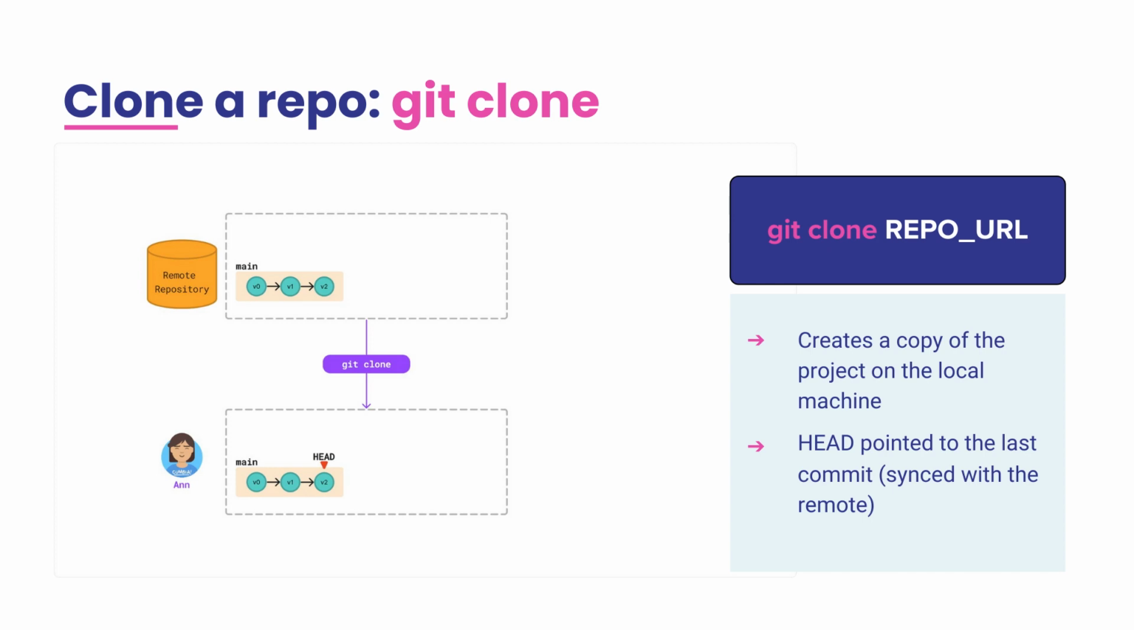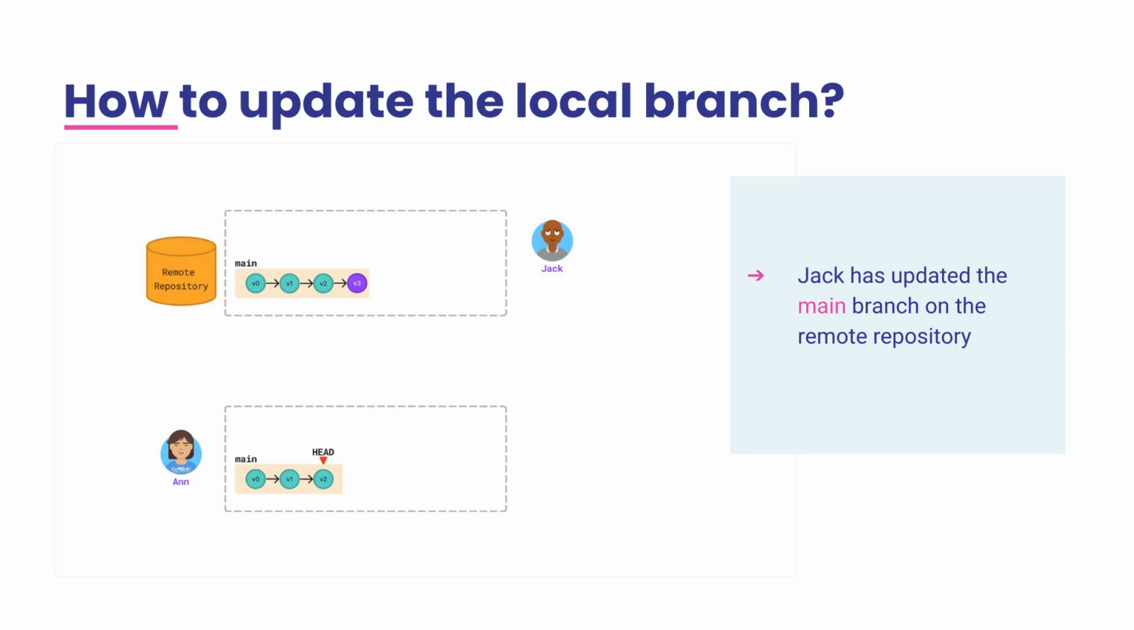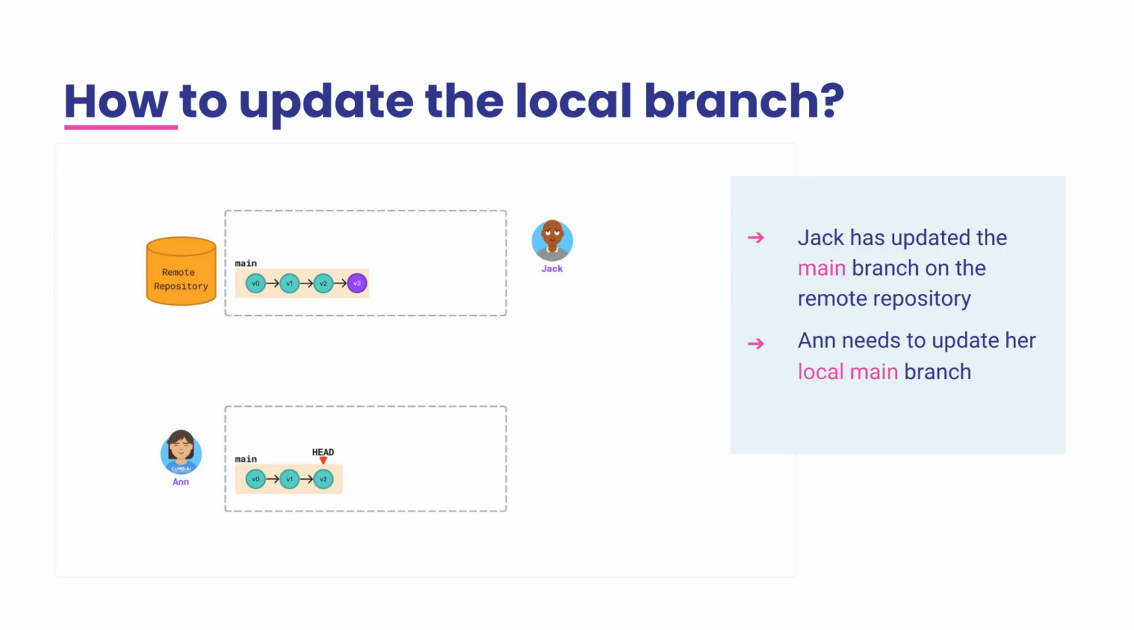the remote repository. While Anne was exploring the repository, her colleague Jack updated the main branch on the remote repository. So, Anne needs to update her local main branch. She can do it with two options.